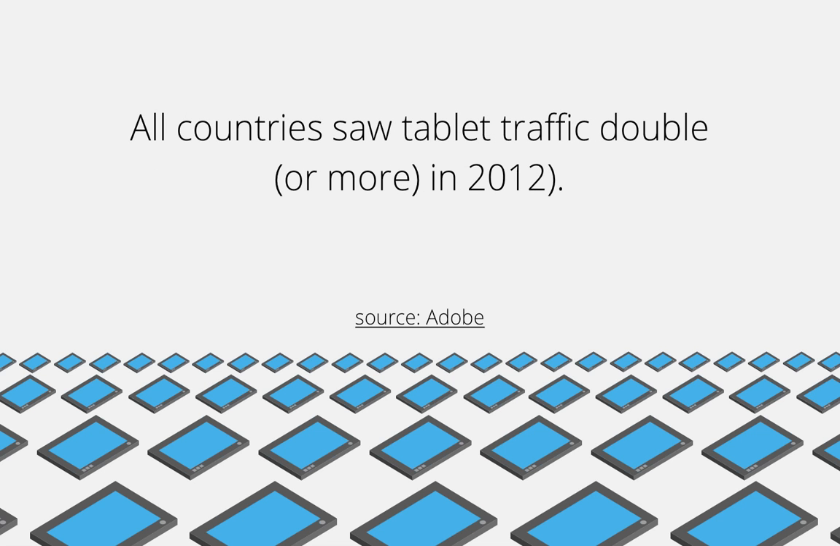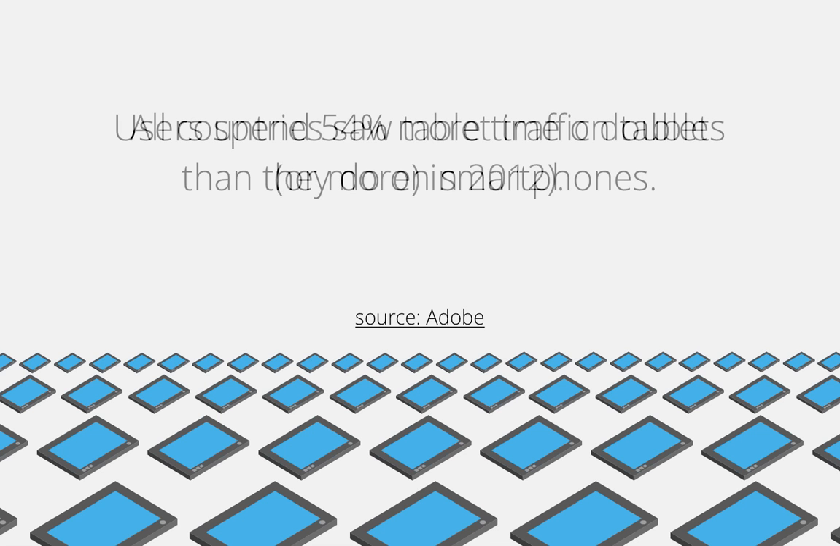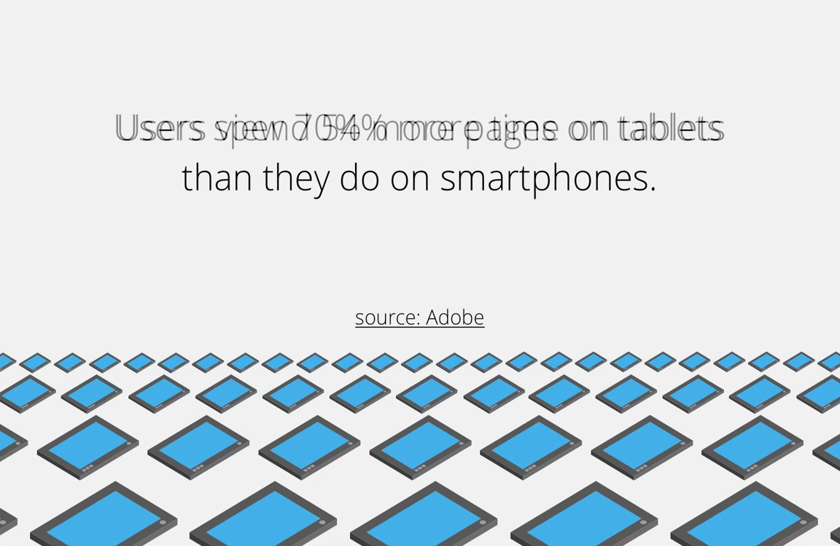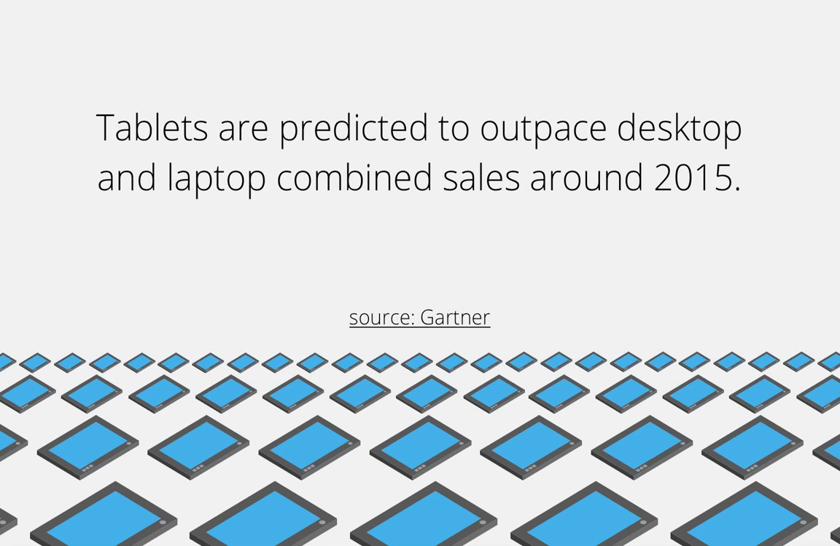All countries in the world saw tablet traffic double or more in 2012. Users are spending 54% more of their time on tablets than they are on smartphones. So if we think about a portable device, a tablet isn't quite as portable, but it is getting much higher use statistics than smartphones. Typically, users are also reading more.